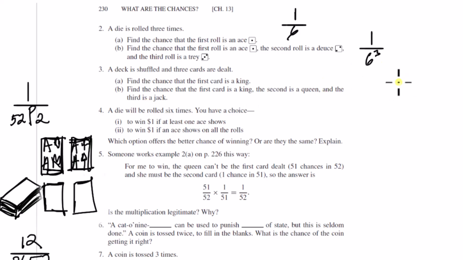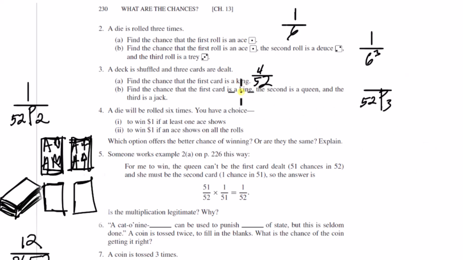So, all right. The first card being a king, there's 4 kings and there's 52 cards. So 4 in 52. Now, part B, find the chance that the first card is a king, the second is a queen, and the third is a jack. Well, okay, we can think about this. Again, in general, how many possible outcomes do we have here? The order matters. This is going to be 52P3.